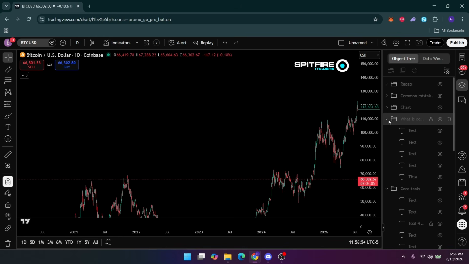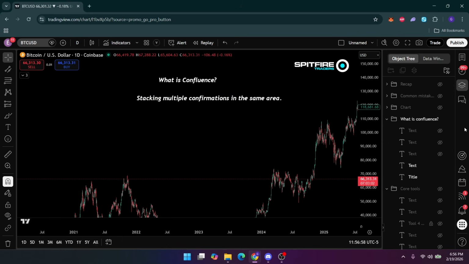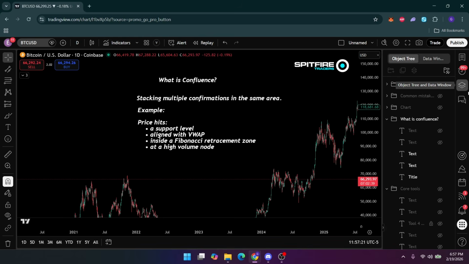What is confluence? Confluence means stacking multiple confirmations in the same area. One signal alone is weak, but when multiple tools agree, that's where high probability trades happen. For example, if price hits a support level aligned with the VWAP inside the Fibonacci retracement zone at a high volume node, that's confluence. That's not guessing, that's a setup. The more reasons price should react, the better the trade.